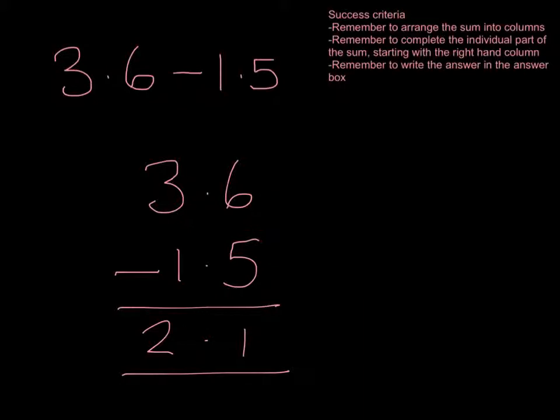Let's try another. This time we have 3.6 subtract 1.5. Again, I've moved into the vertical groups of 6/10 and 5/10, and 3 units and 1 unit. Now I need to remember to complete the individual part of the sum, starting with the right hand column first. 6/10 subtract 5/10 is 1/10. 3 units subtract 1 unit is 2 units, giving me an answer of 2.5.